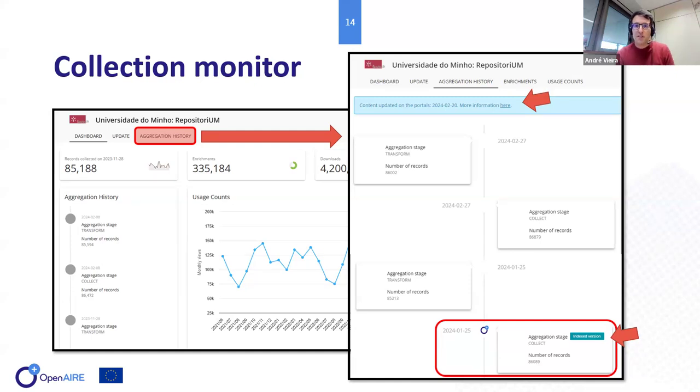In the top of the page of the aggregation history, you can find the date when the contents were published in the public portals, as for example in OpenAIRE Explorer or in the monitor dashboards. And below, you will find the indexed version label in order to check the snapshot from OpenAIRE of your repository that is being published in the public portal. So looking at these dates, you are aware of the version that is visible in the OpenAIRE portals.